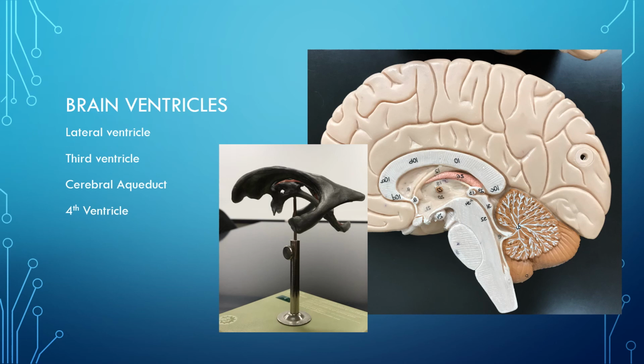So if we were to take the cerebral spinal fluid out of the brain and fill it with plastic instead, we would get a model that looks like this. There are two lateral ventricles. You can see one of them here. There's one on the other side as well. So there's one lateral ventricle for the left hemisphere and one for the right. You can kind of see where they fit here within the brain.